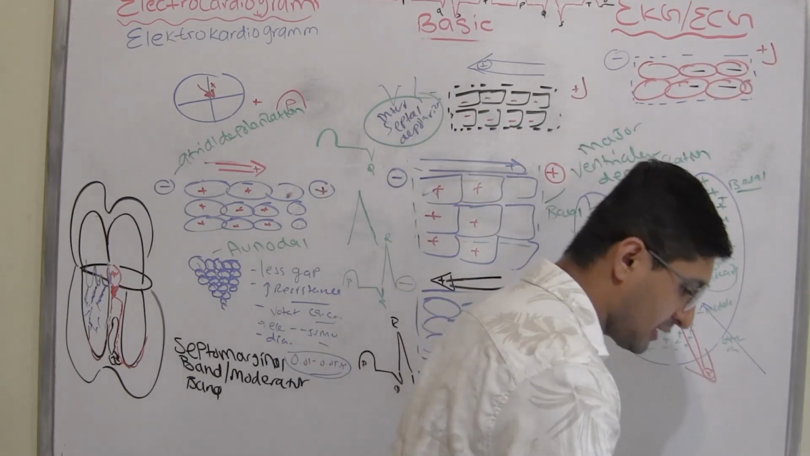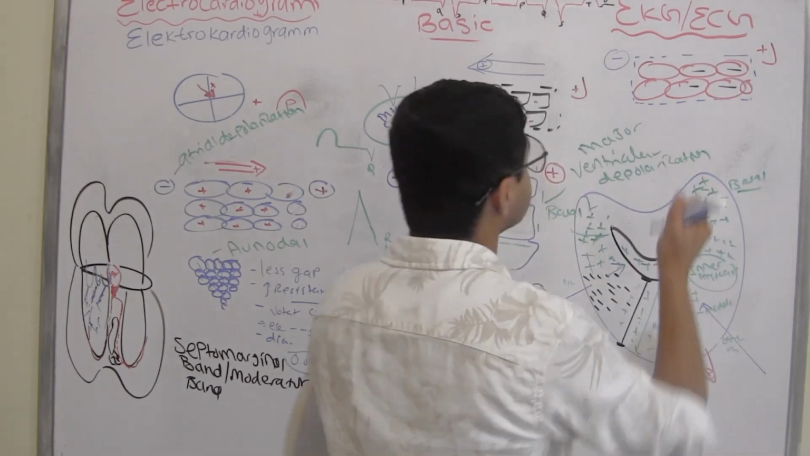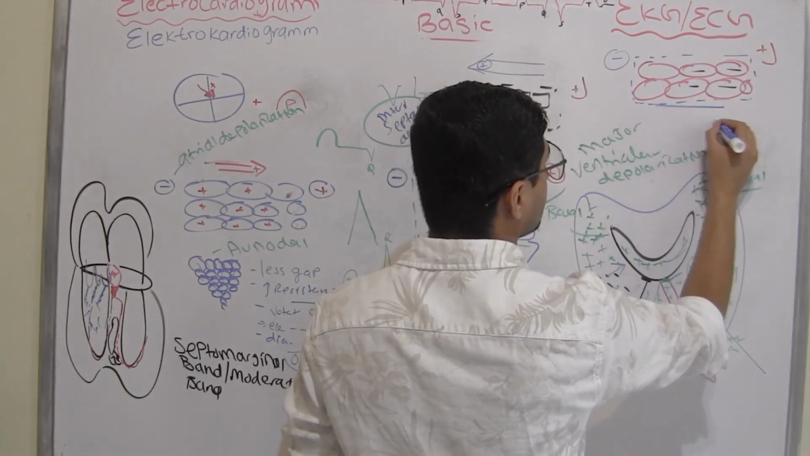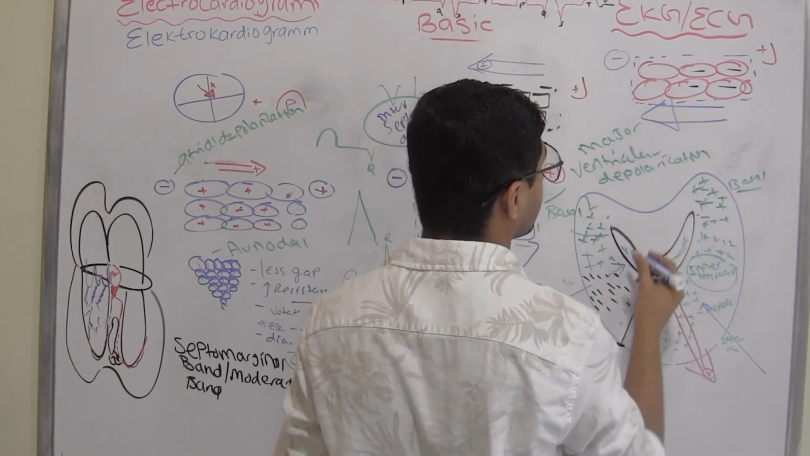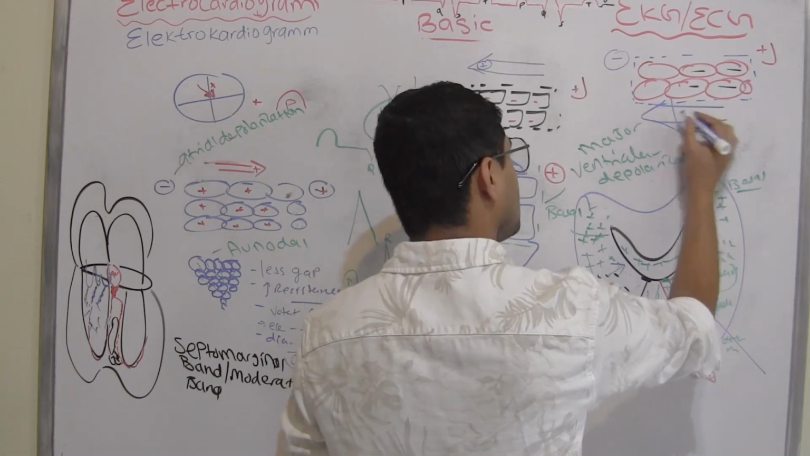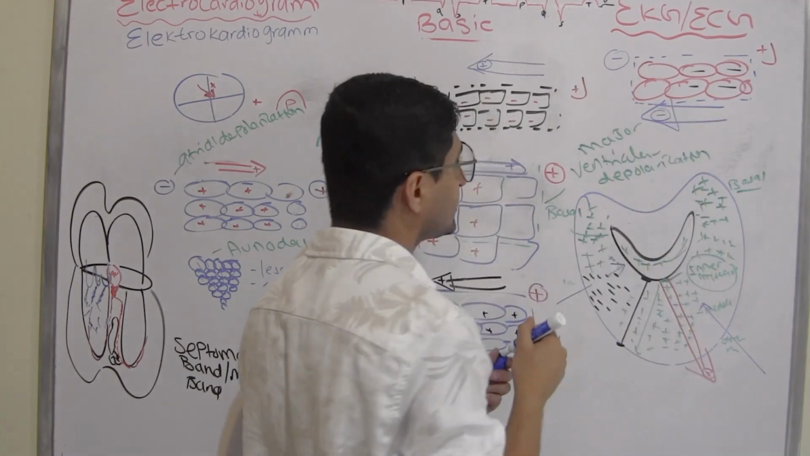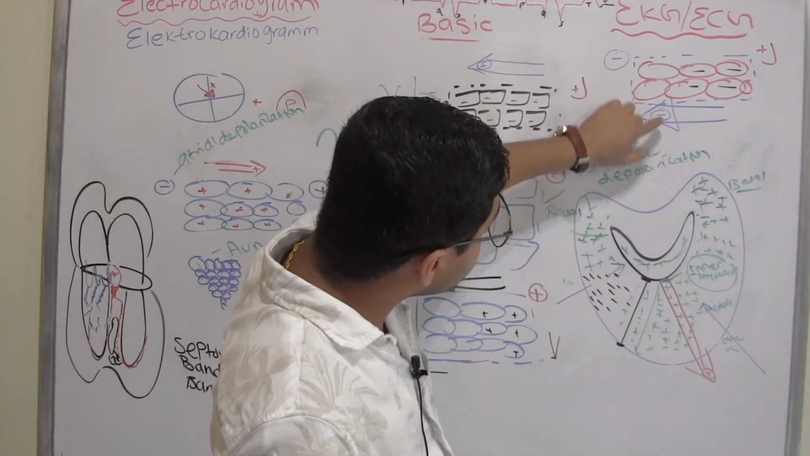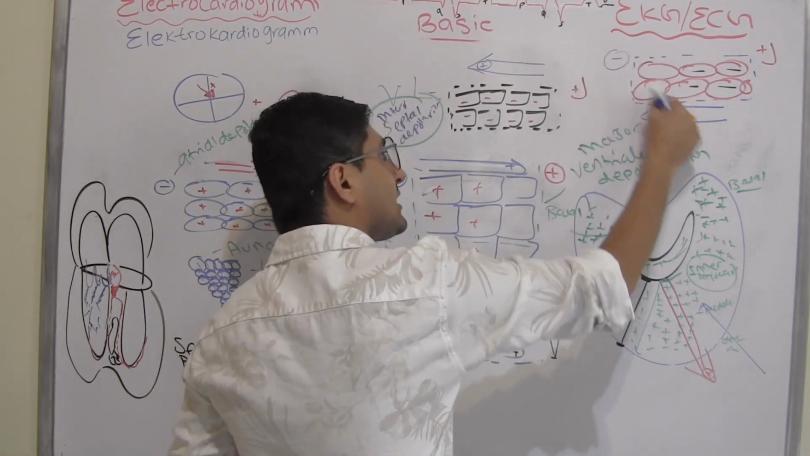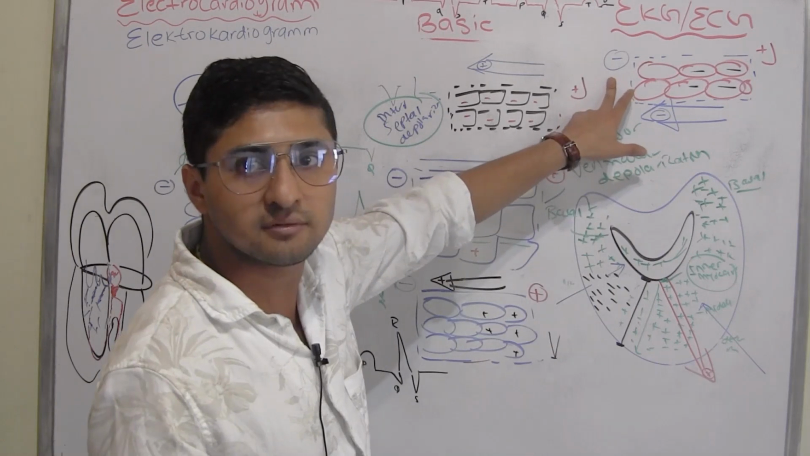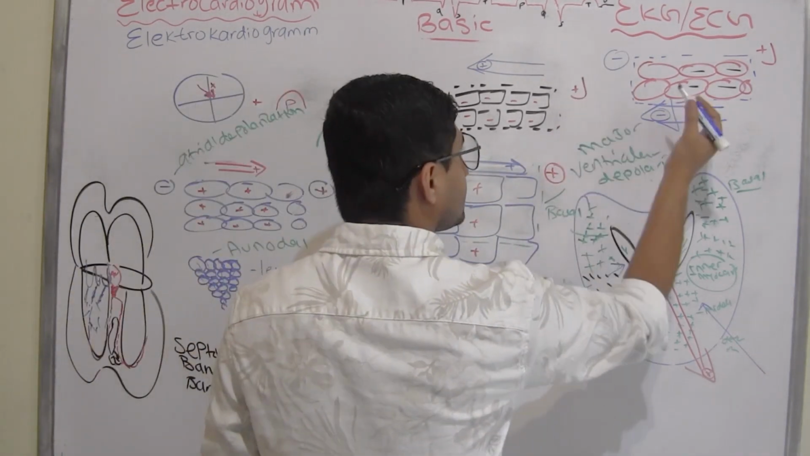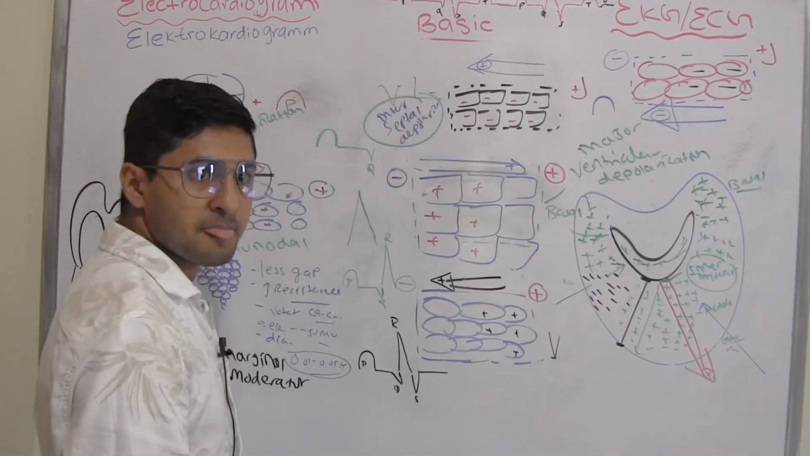So what is happening here is that this cell has a vector, let me draw a vector here, moving in this direction, to the negative electrode. Obviously this direction is negative, so this current is carrying negative charges. Because this current is negative charges moving to negative, the negatives cancel out each other and become positive. That's why you see this wave, which is called the T wave, right?